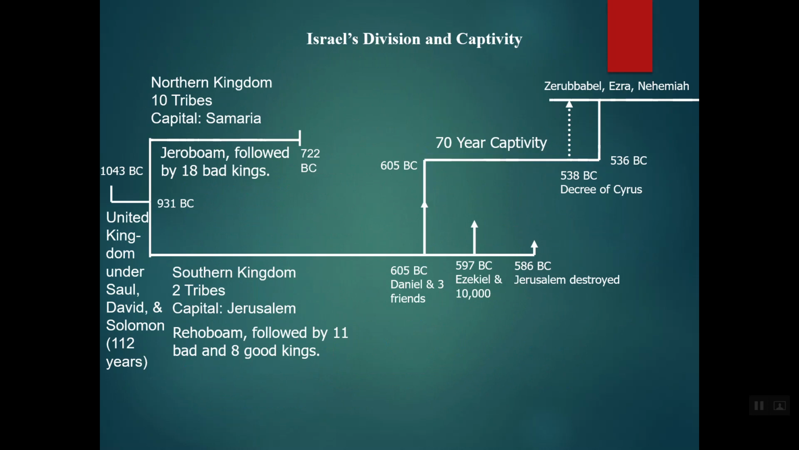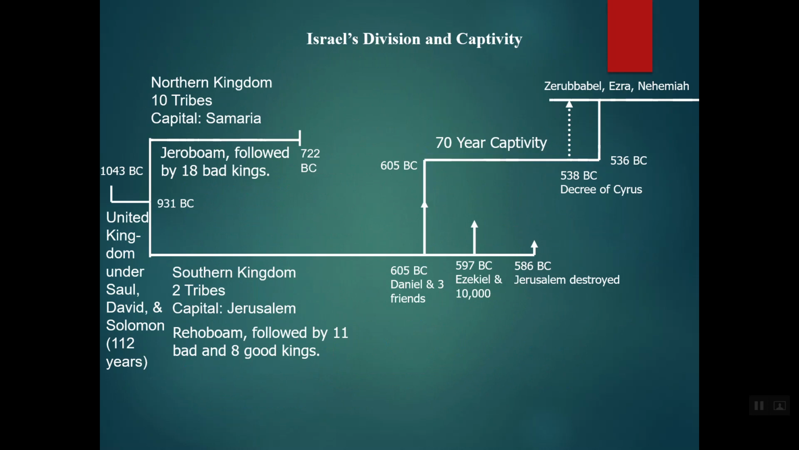The southern kingdom is the kingdom from which the tribes of Judah and Benjamin came. That is the line of David. And every king that came to the throne, even though there were plenty of bad ones there, 11 bad and only 8 good, every one of them was descended from David.